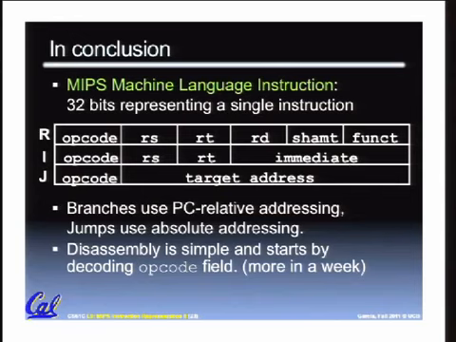And the first thing you do if you're trying to go from a 32-bit number to an assembly instruction is you find the opcode, then you find the type of the format of the instruction, then you find all the other fields, and then you get the actual instruction in MIPS form.